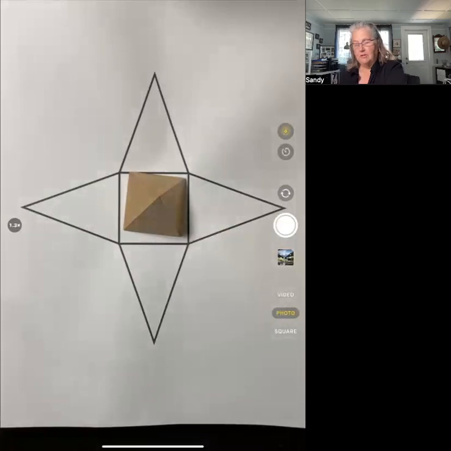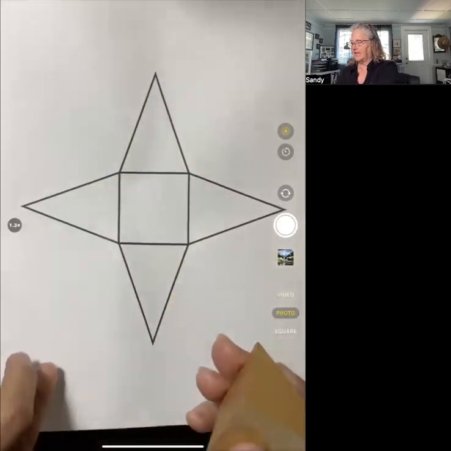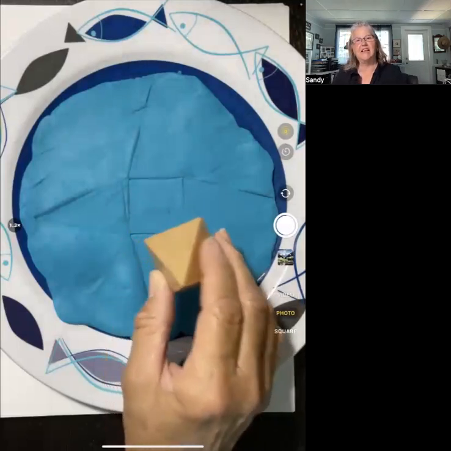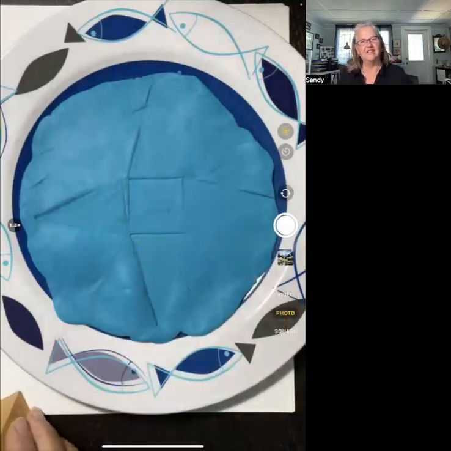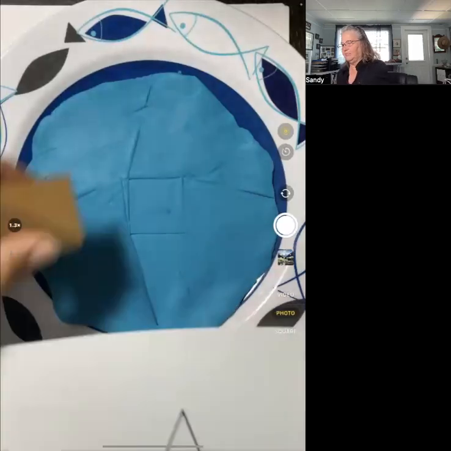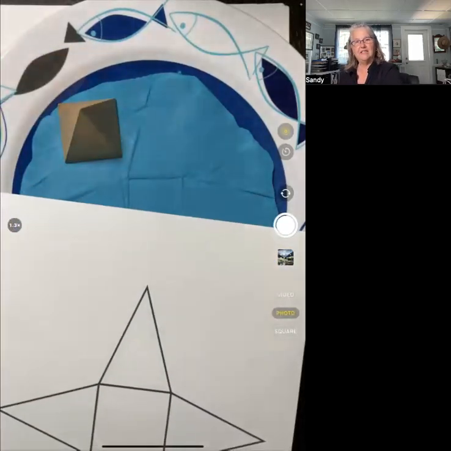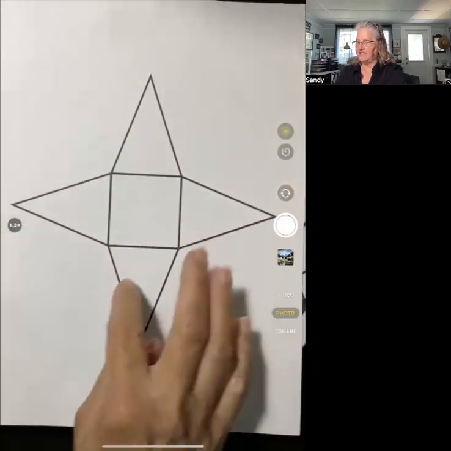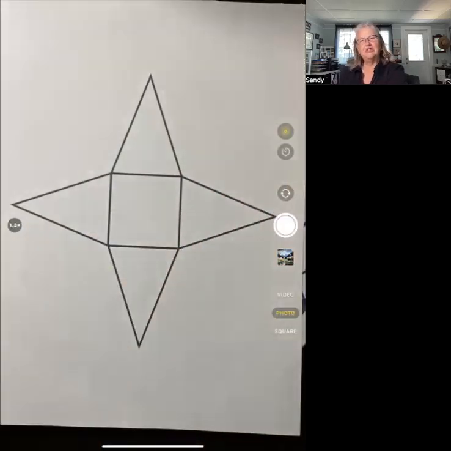A pyramid, square base. I can make those imprints. Now, why we want to think about nets is back to surface area. You see, what is the surface area of this pyramid? How do I find it? Well, I find the area of each of its faces. So it helps children very early on to understand and think about 2D shapes as footprints of 3D.